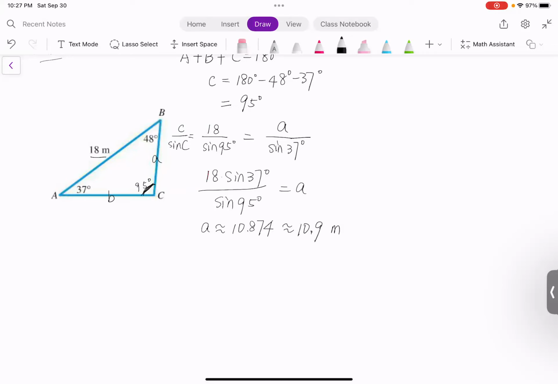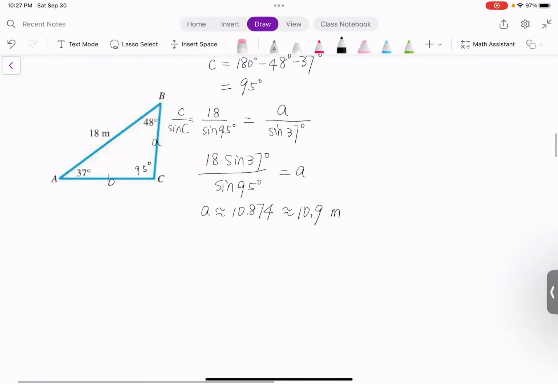I know the C. I know the opposite. I can list the relationship between C and B. I'm not using the A because side A is an approximate value. So if I'm looking for the B, I need to use the exact value, which is the angle C and the side C. So let's list the relationship between the C and B. So we know that c over sine C equals b over sine B.